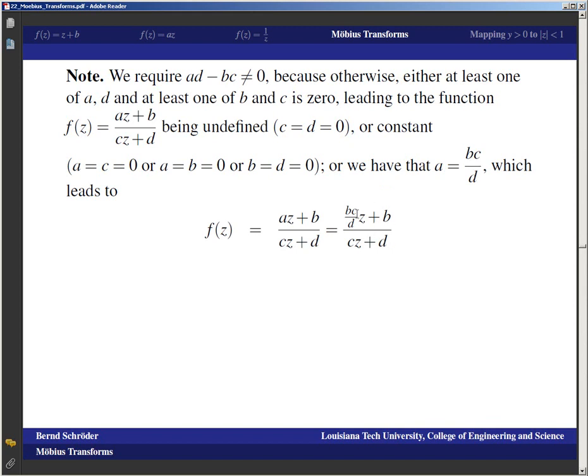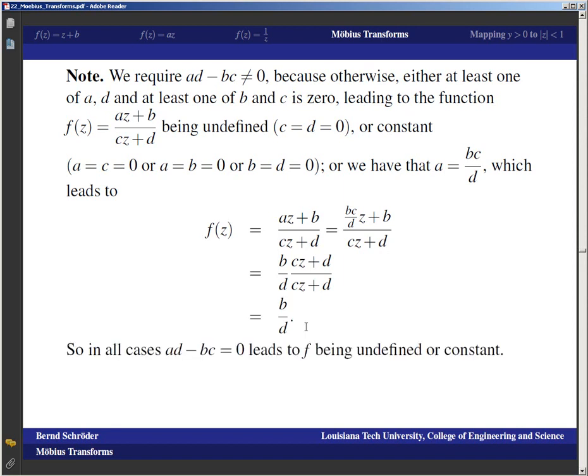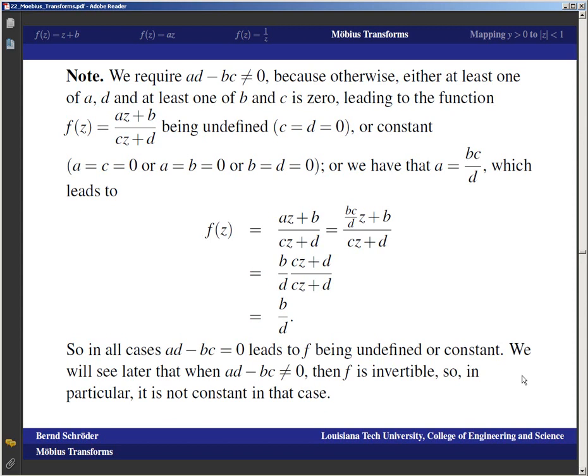Now we can factor a b over d out of the numerator, and if we do that, the numerator becomes cz plus d. That's because if you factor b over d out of b, you end up just with d, right? And cz plus d over cz plus d is 1, so this is b over d, which is constant. So in all cases, if ad minus bc is equal to 0, then f is undefined or constant. And we'll see later that when it's not equal to 0, then f is actually invertible.